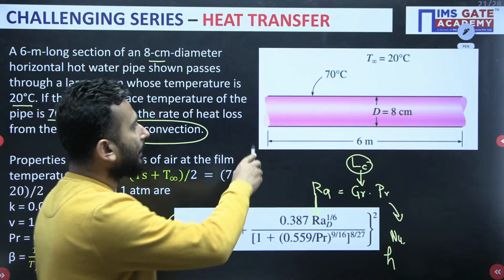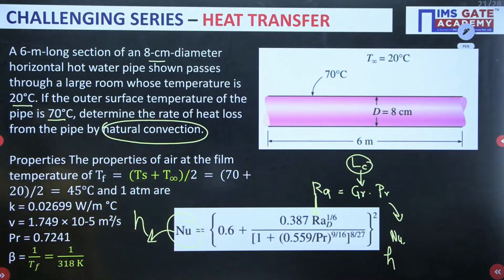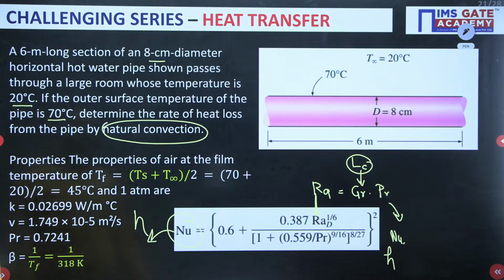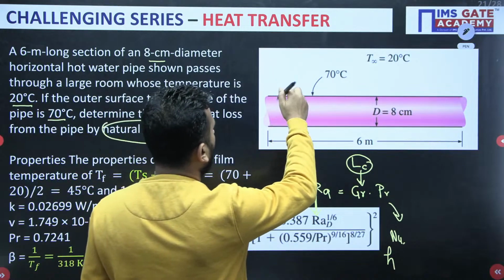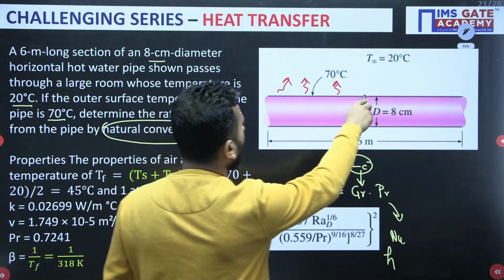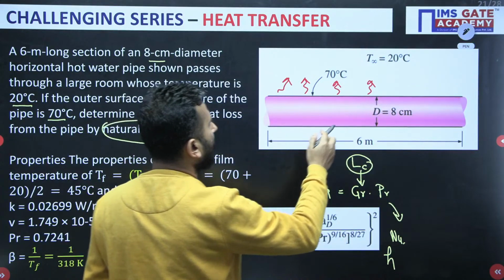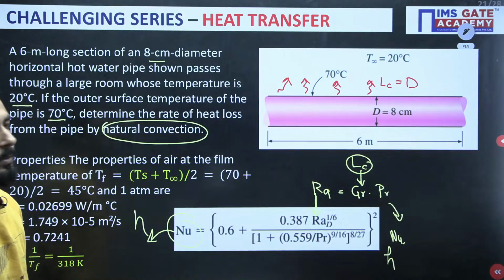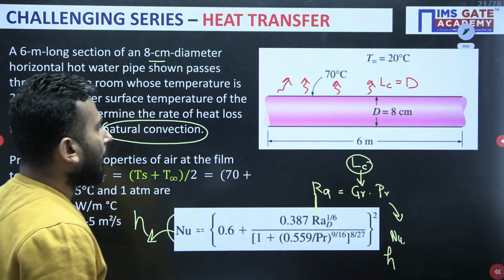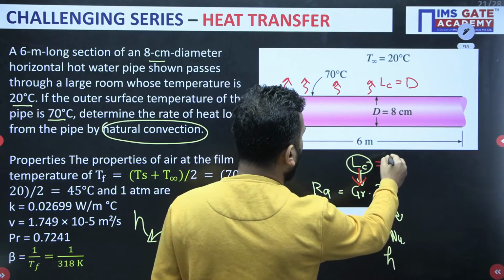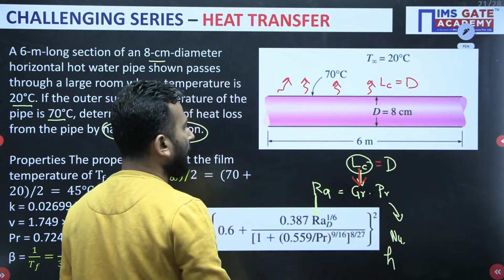Now, since convection is taking place. What is it saying? A 6 meter long horizontal hot water pipe passes through a large room whose temperature is this. So from the external surface, convection is taking place. So here the characteristic length becomes the diameter. And once your characteristic length is known, that it is equal to the diameter of the pipe, then you can find Grashof's number.